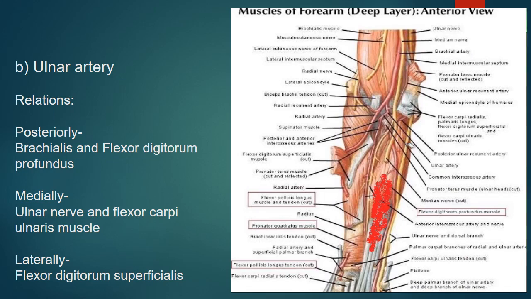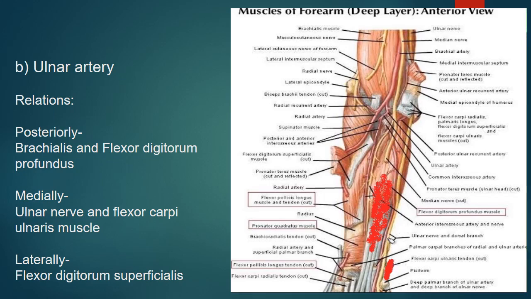Medially, you can see this is the medial side, this one is the lateral side. Medially, there is ulnar nerve. This yellow colored structure you can see here is the ulnar nerve, which is present on the medial side of ulnar artery throughout its course. In addition to that, on the medial side we have the flexor carpi ulnaris muscle. This is the cut tendon of flexor carpi ulnaris muscle. We have removed this muscle so that its course is easily visible in the forearm.